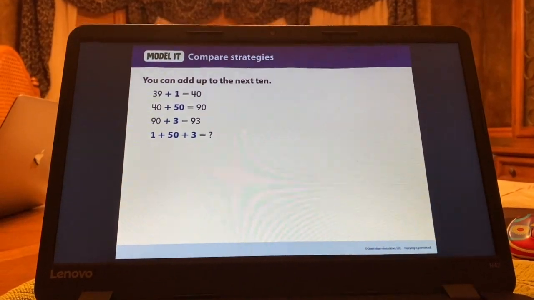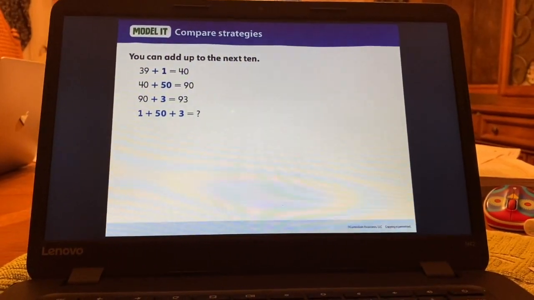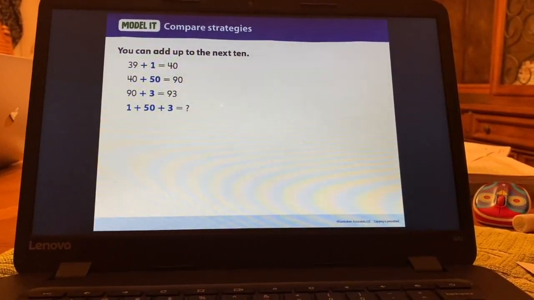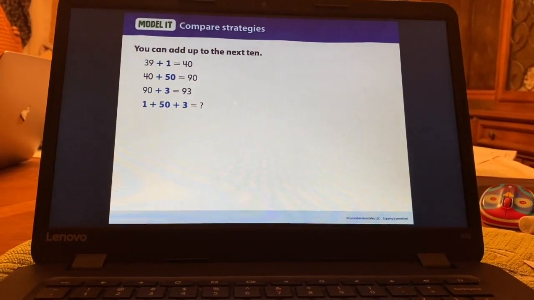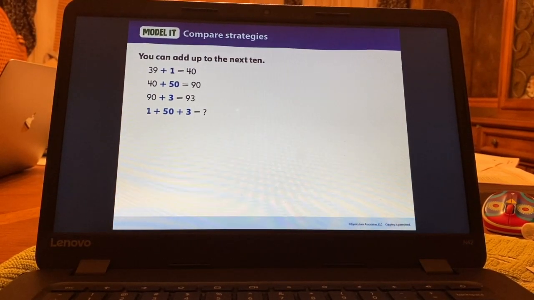Model it. You can add up to the next 10. 39 plus 1 equals 40. 40 plus 50 equals 90. 90 plus 3 equals 93. And then they wrote the equation 1 plus 50 plus 3 equals question mark.